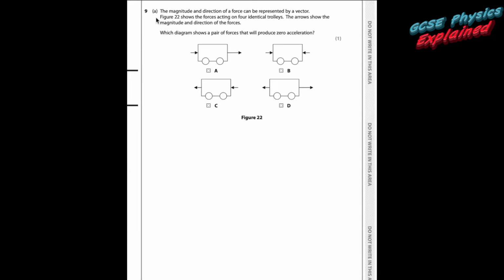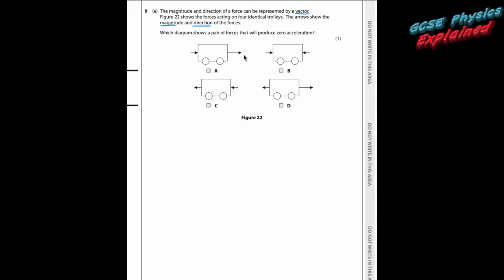Question 9, Part A. The magnitude and direction of a force can be represented by a vector. Figure 22 shows the forces acting on 4 identical trolleys. The arrows show the magnitude and direction of the forces. So that's basically what a vector is. It's a quantity with size and direction. Magnitude and direction.